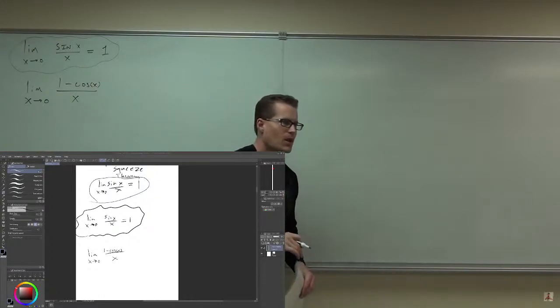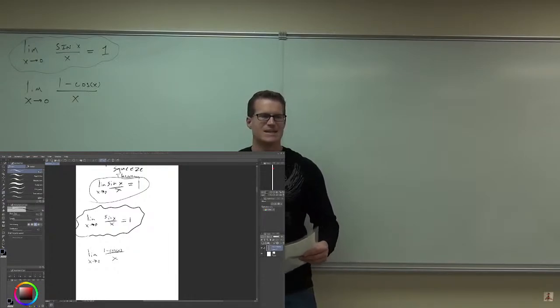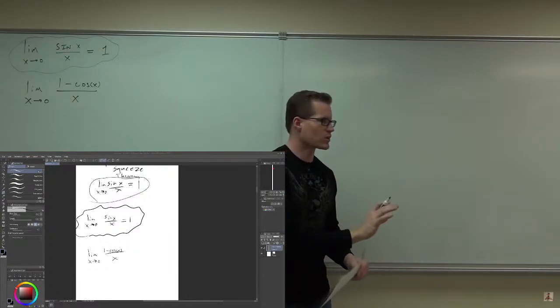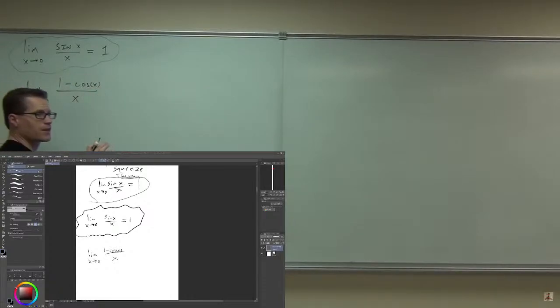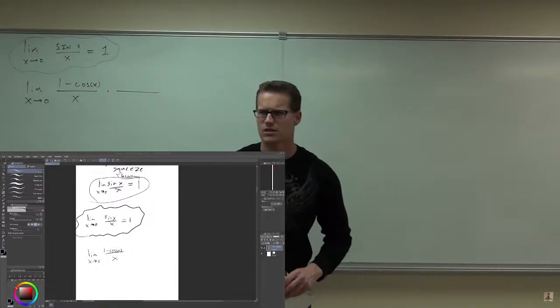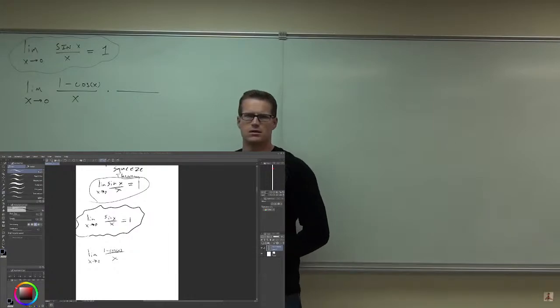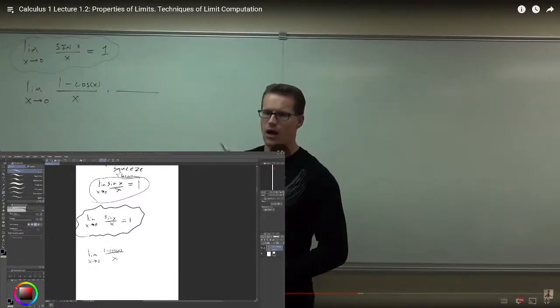Here's what I'm going to do. I'm going to find some way to see some sort of an identity in here. So what we're going to try to do is work around this 1 minus cosine x. And one thing I can do, perhaps multiplying by the conjugate would help us. Remember what the conjugate is? It just changes the sign.